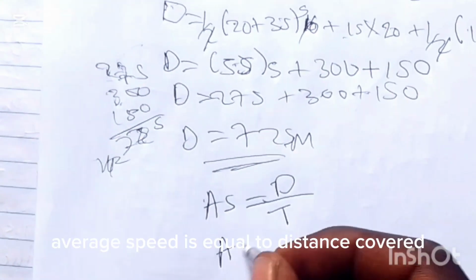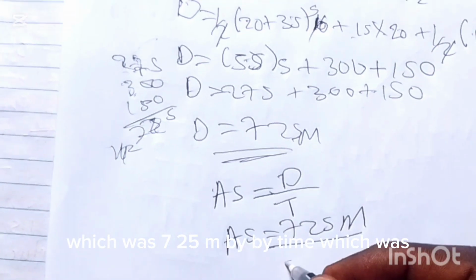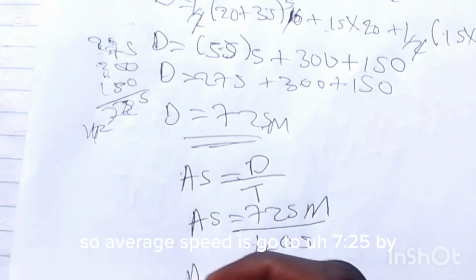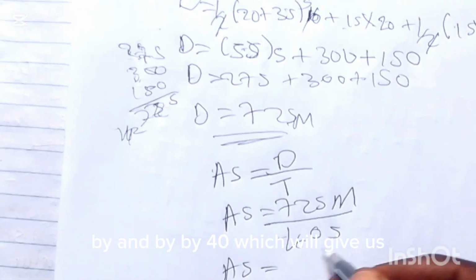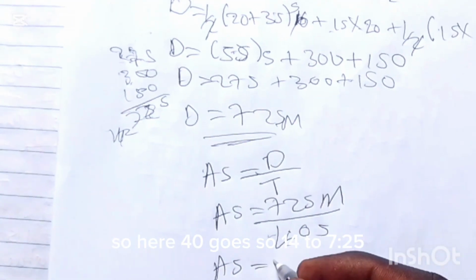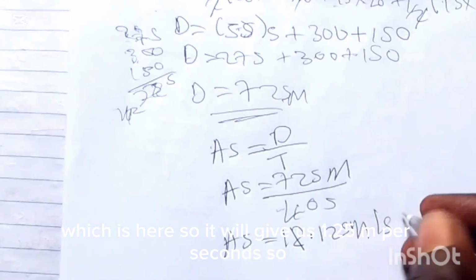The formula for average speed is distance covered by time taken. So average speed is equal to distance covered, which was 725 meters, by time, which was 40 seconds. So average speed is equal to 725 by 40, which will give us 18.125 meters per second. So this is the answer.